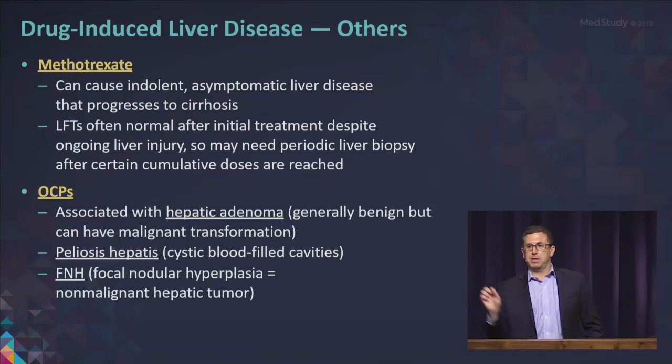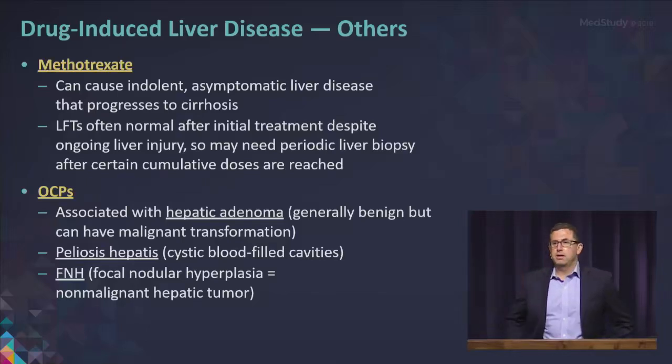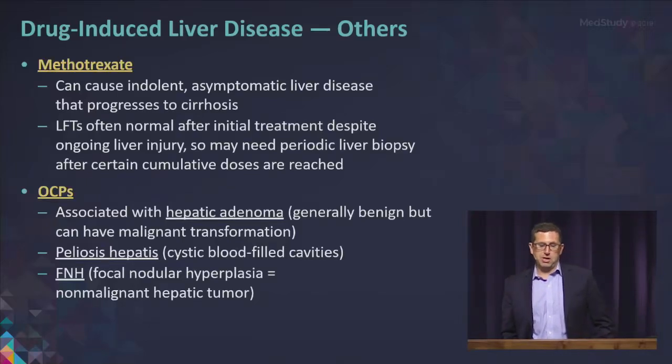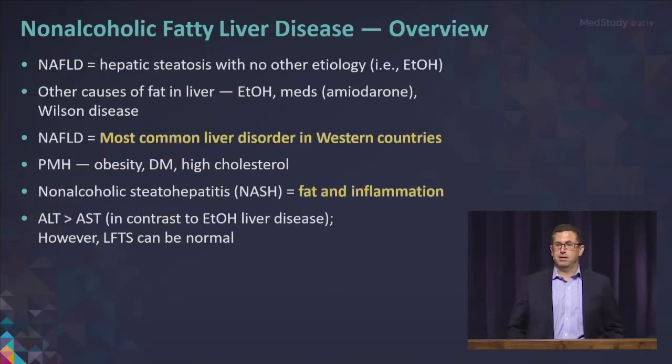So a lot of times people get periodic biopsies, even if their liver tests are not elevated. Oral contraceptives could be associated with various liver manifestations, including hepatic adenoma, peliosis hepatitis, which are cystic blood-filled cavities, and something called focal nodular hyperplasia, which is a non-malignant hepatic tumor.